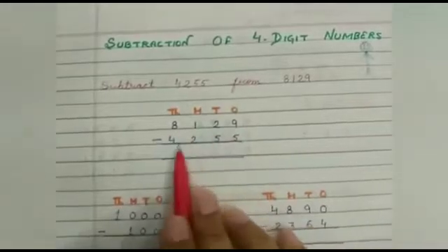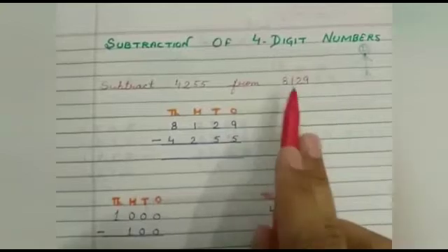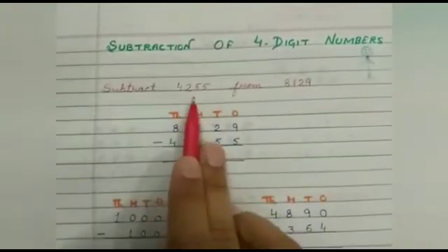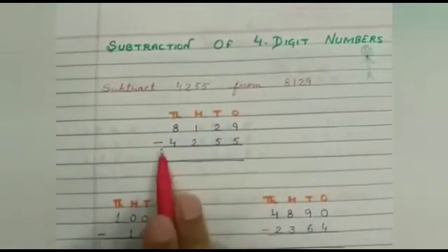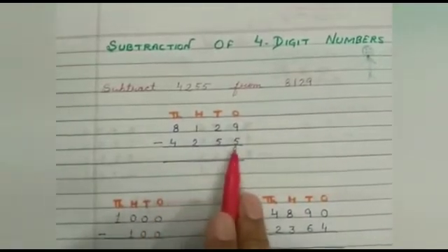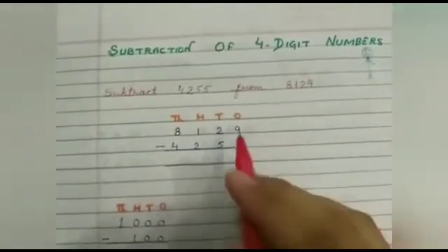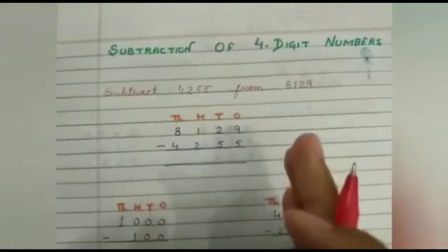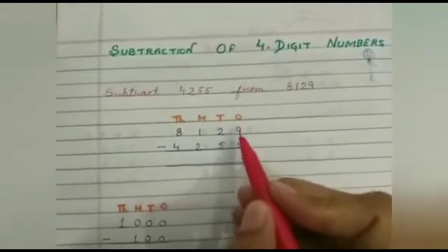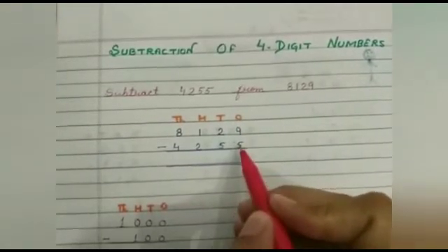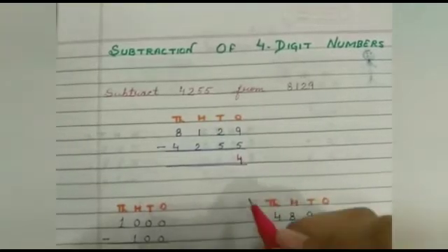So we have to arrange this in columns like that. As this number is greater, we have to subtract from this number and we have to subtract this number. So we are going to write this first, 8129 minus 4255. Now let's start. The first step to subtract any number is to start subtracting the ones digit. So here at the ones digit we have 9. So 9 minus 5, as you know, is 4.